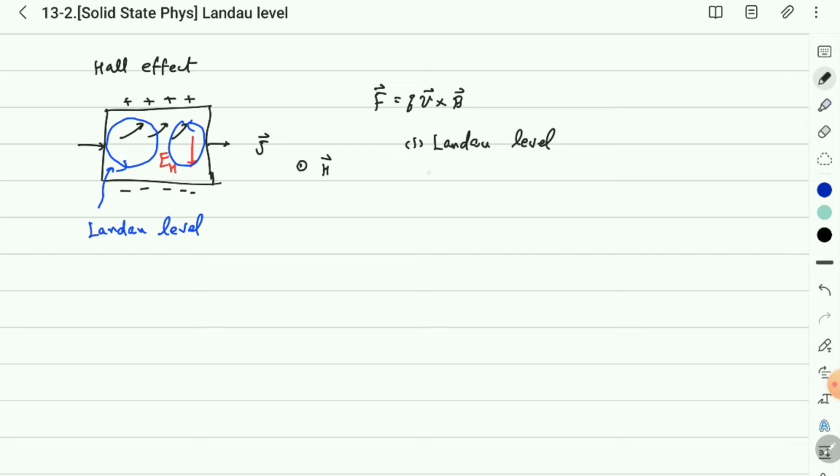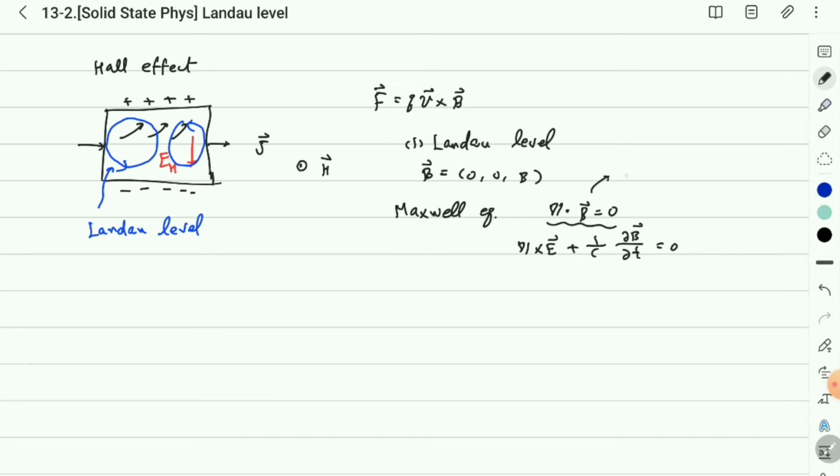Here, by applying a magnetic field in the z direction, (0, 0, B), the Maxwell equation says that the divergence of B equals 0, and also curl E plus 1 over c partial B partial t equals 0. Because the divergence of B equals 0, we can define a vector potential, and the vector potential is such that B equals curl A.